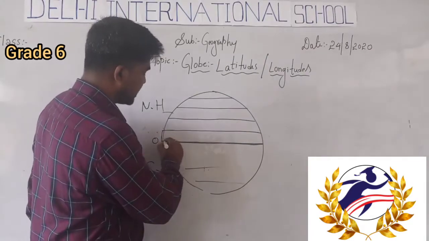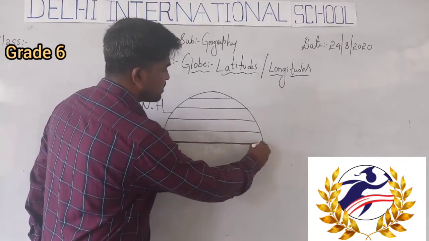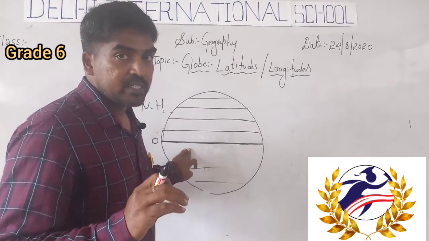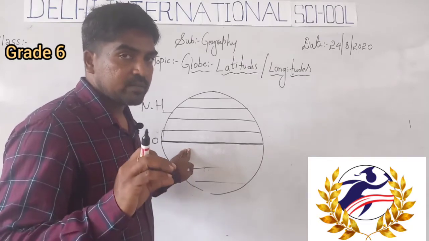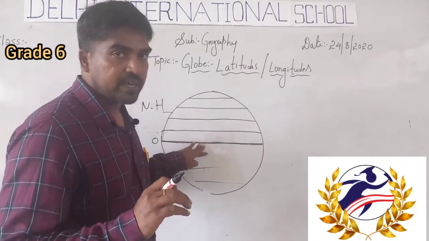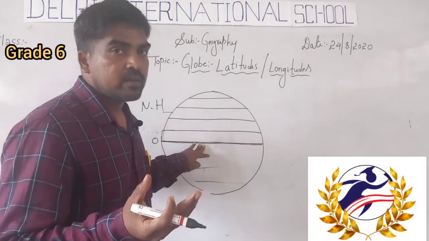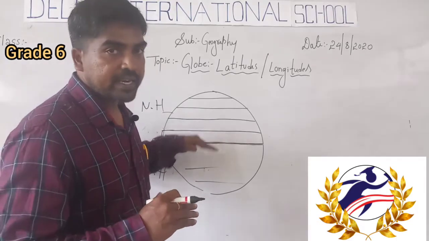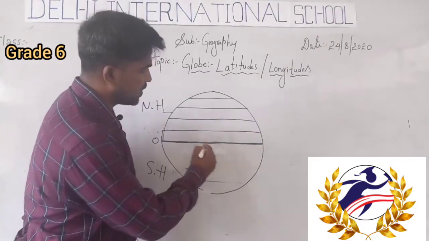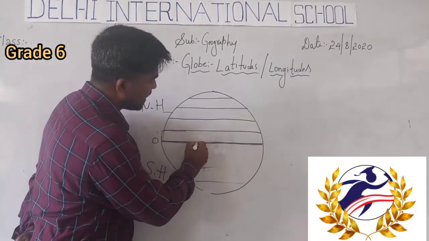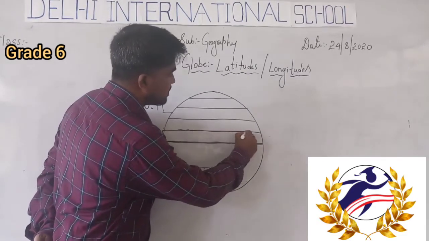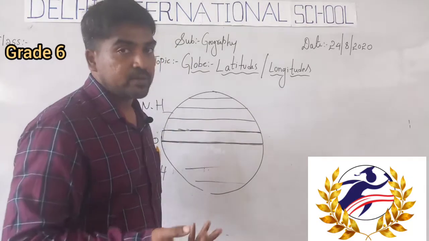Exactly at the center of the earth we have a 0 degree latitude. On the basis of this 0 degree we are going to draw the parallel latitudes. It is known as parallel latitudes. Why is it called parallel latitudes? Because we are going to draw parallel to the equator. So it is called parallels of latitudes.